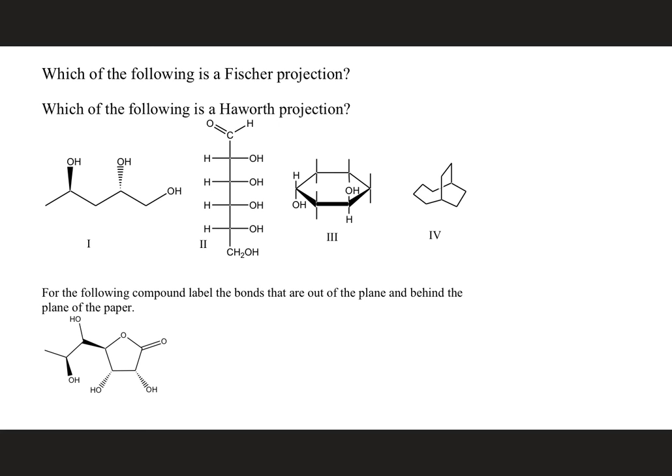All right, the final page here. Which of the following is a Fischer projection? That will be this one. Which of the following is a Haworth projection? That is this one. We haven't actually talked about that in class. By the way, whoever wrote this forgot to put in... Oh, no, never mind. I just saw it. There's the 2. Okay. 2 is a Fischer projection. 3 is a Haworth projection.